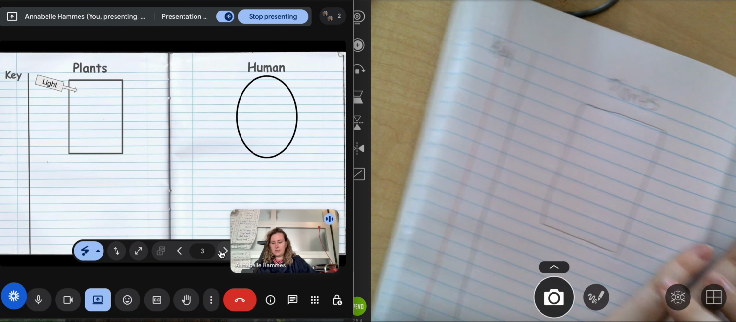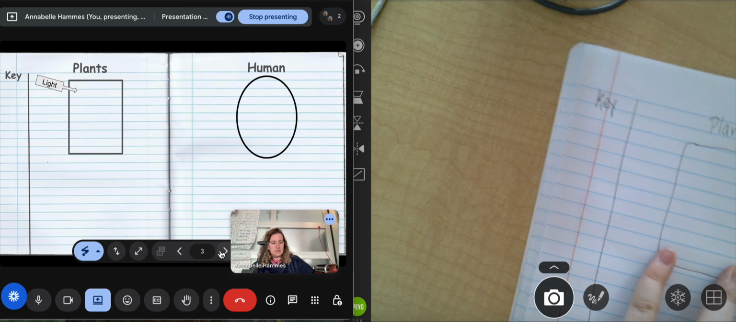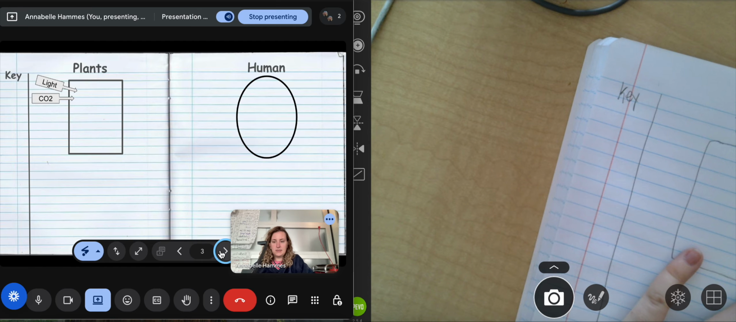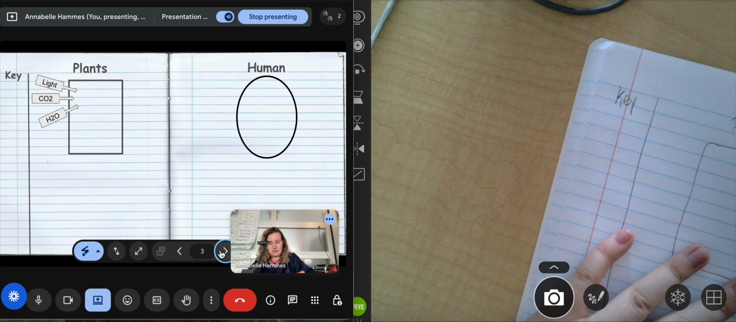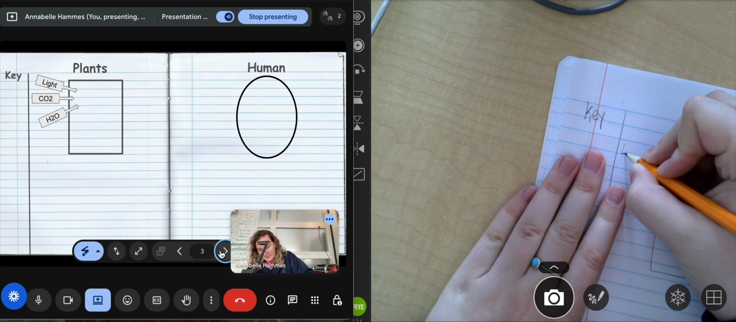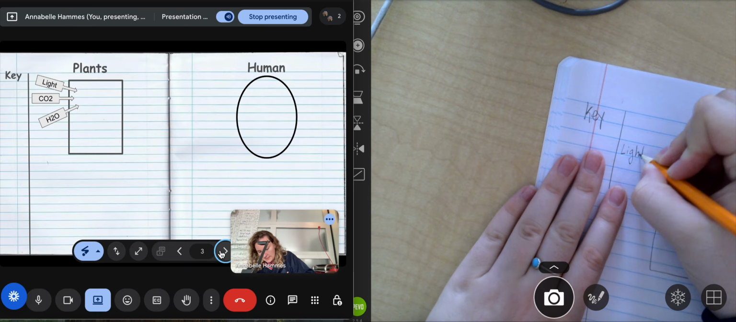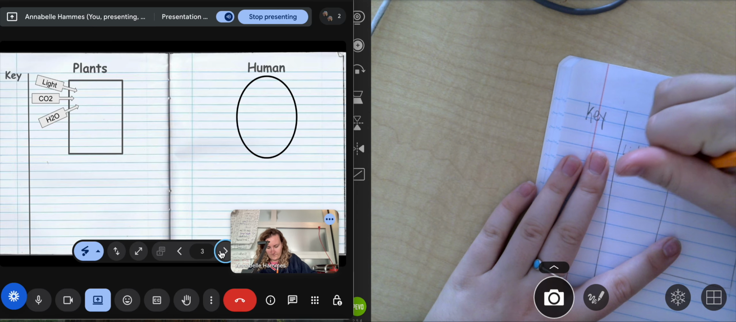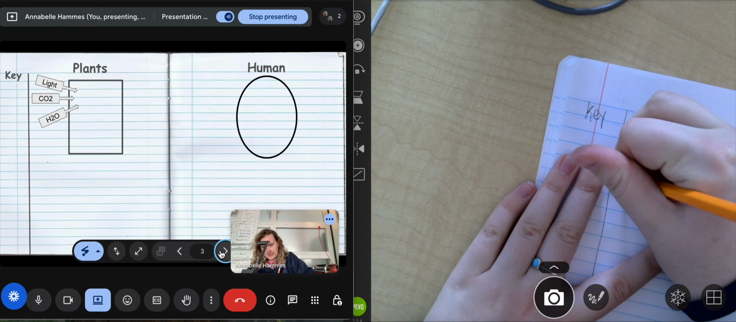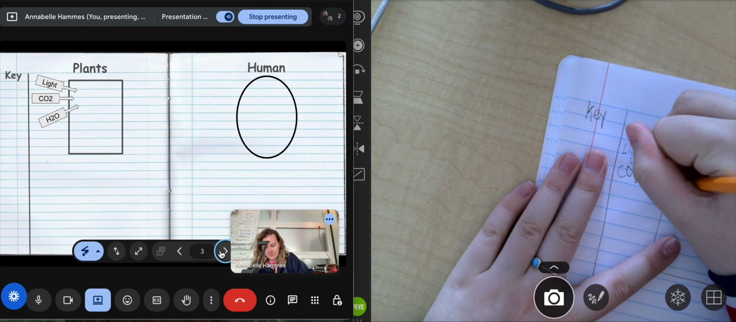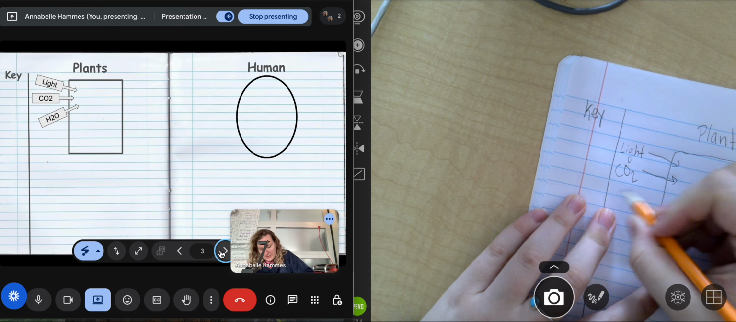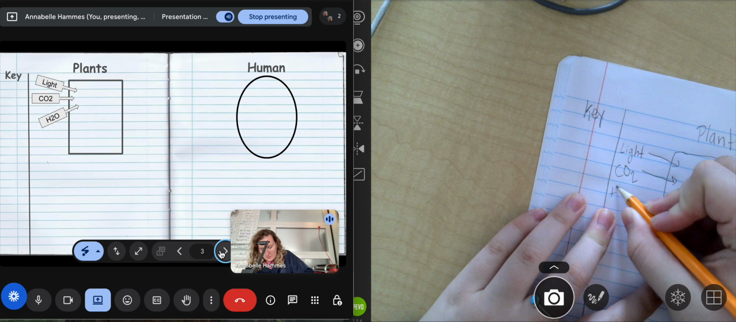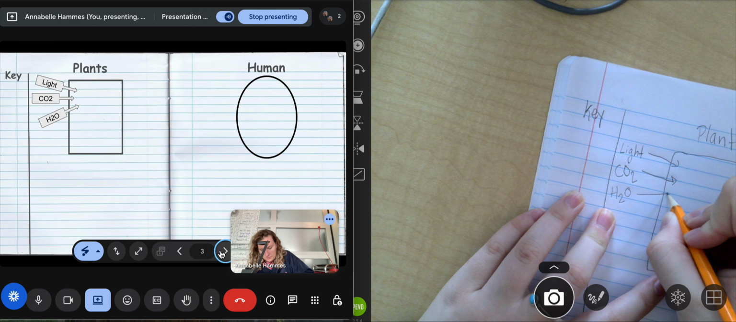So next we're going to be adding these things. Light. CO2 and water, or H2O.